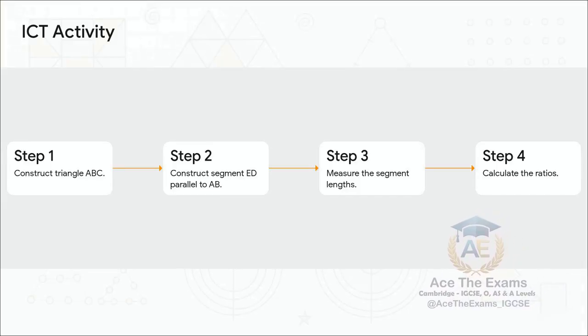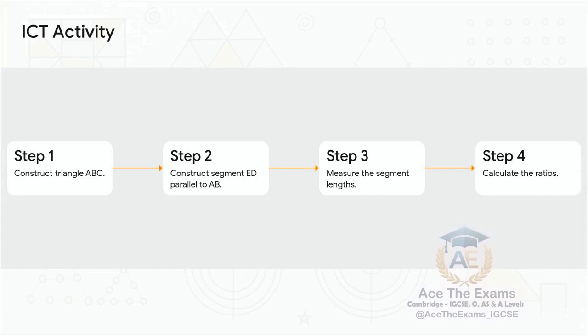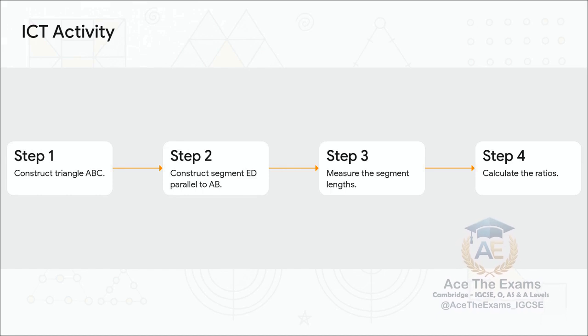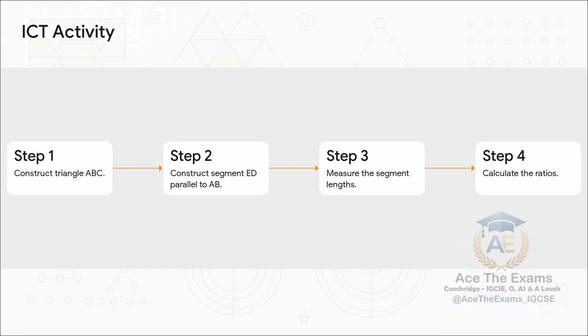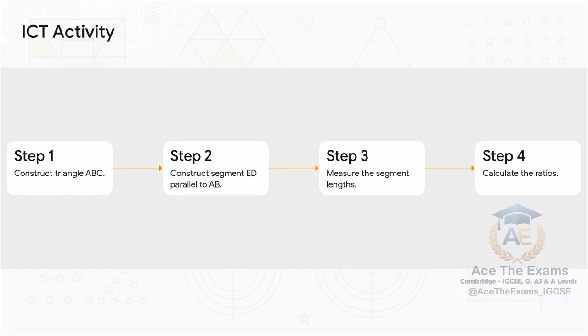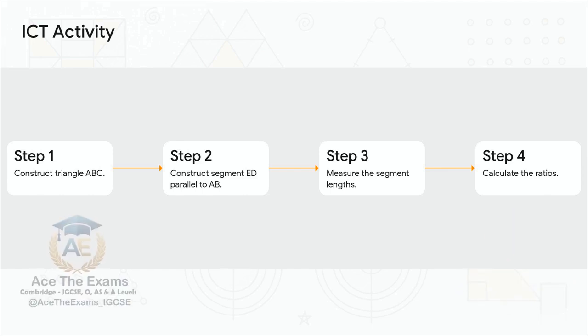Okay, picture doing this on your screen right now. Step 1. You use the software tools to construct a basic triangle, and let's name the vertices A, B, and C. Next, you construct a new line segment inside it, let's call it ED, making sure it cuts across the triangle but is strictly parallel to the bottom base, AB. Then, you use the digital measurement tool to instantly find the exact lengths of all these new line segments. And finally, step 4, you pull up the built-in calculator tool to find their ratios.